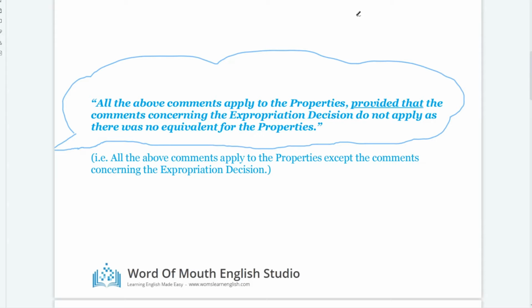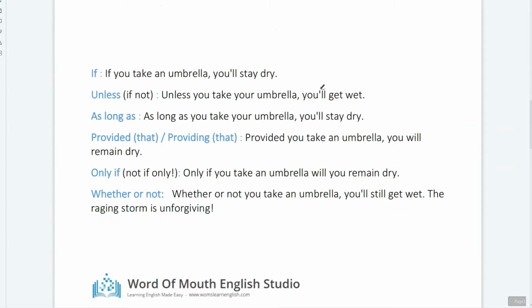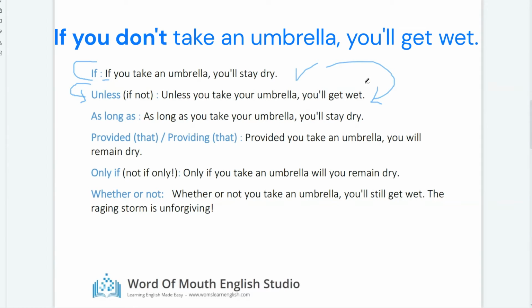Let's have a look at some other very popular types of linker when discussing conditionals. If you take an umbrella, you'll stay dry. So here we used the word if, which is very similar to using if not or unless. However, if you do use unless or if not, then you'll have to change the sentence structure around a little. Unless you take your umbrella, you'll get wet. So these two sentences happen to mean exactly the same thing.